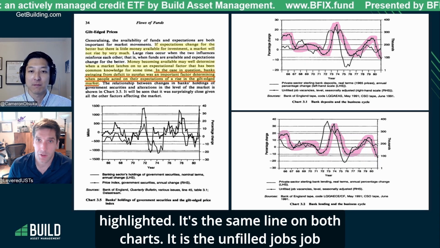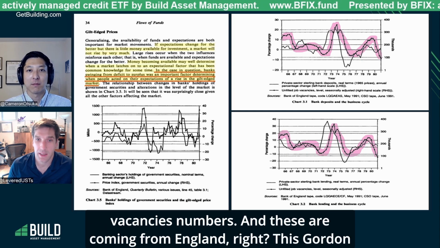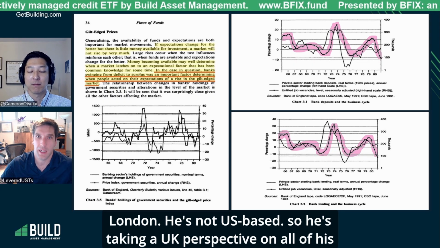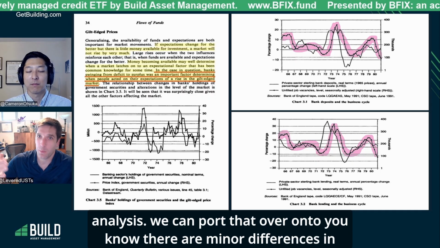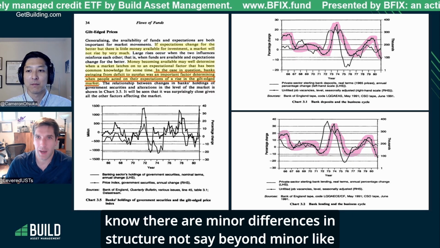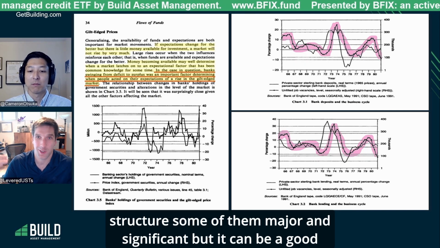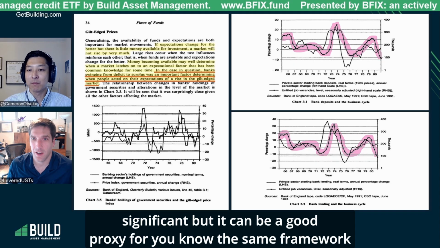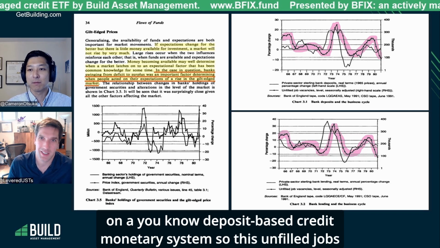It's the same line on both charts. It is the unfilled job vacancies numbers, and these are coming from England, right? This Gordon Pepper guy, he's from the city of London. He's not U.S. based, so he's taking a UK perspective on all of his analysis. We can port that over, there are minor differences in structure. You can not say beyond minor, like there's a lot of differences in structure, some of them major and significant. But it can be a good proxy for the same framework on a deposit-based credit monetary system.